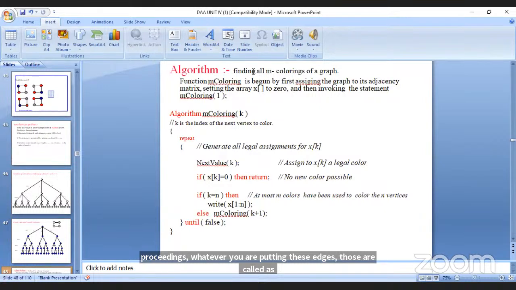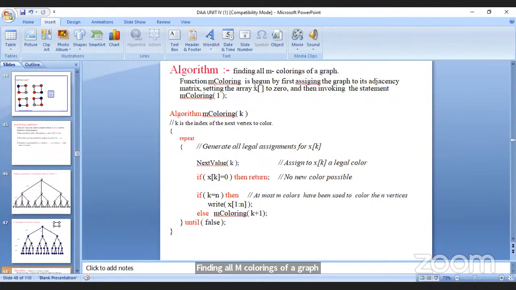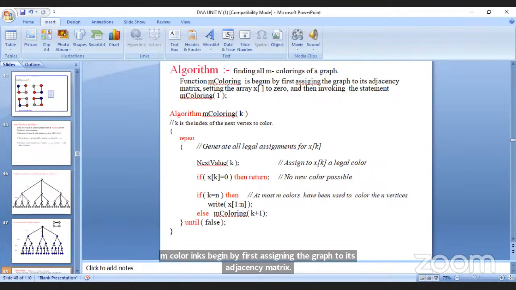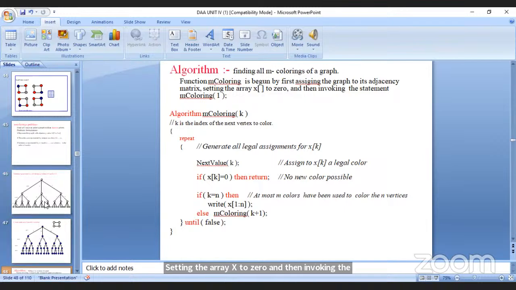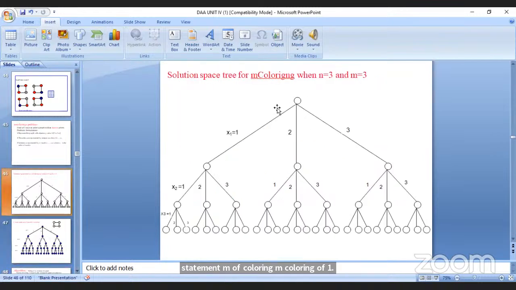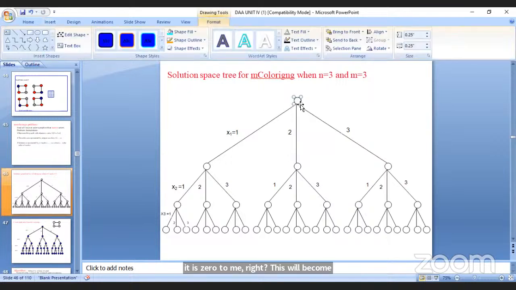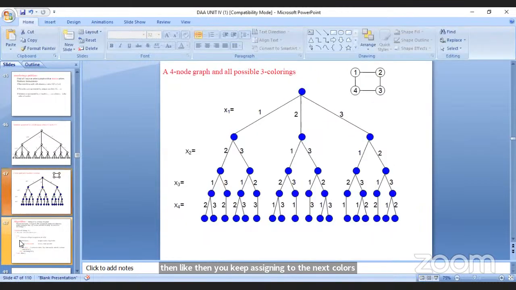See here, finding all m colorings of a graph. Function m coloring begins by first assigning the graph to its adjacency matrix, setting the array x to 0, and then invoking the statement m coloring of 1. Ante first ikkada ఇది 0 అవుతుంది, right? This will become 0. Clear? This possibility, this question will become 0 here. Then you keep assigning the next colors. So this is called the graph coloring problem.